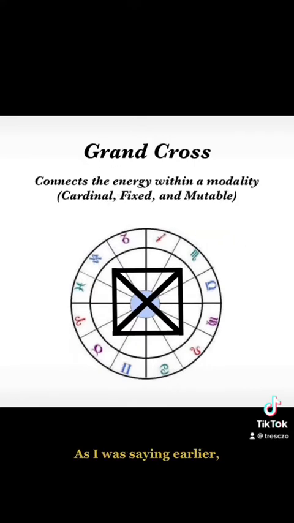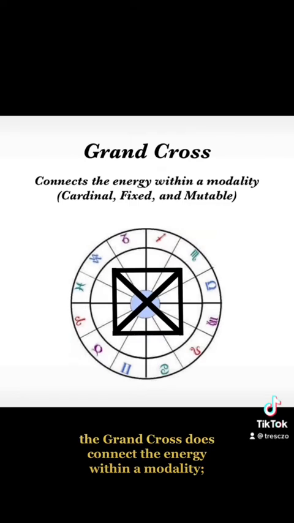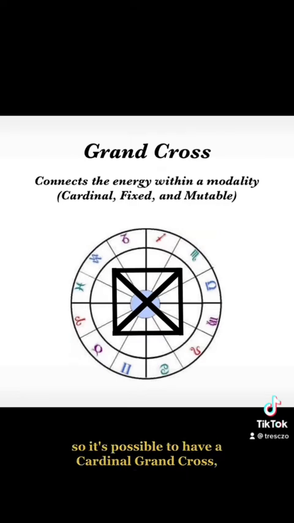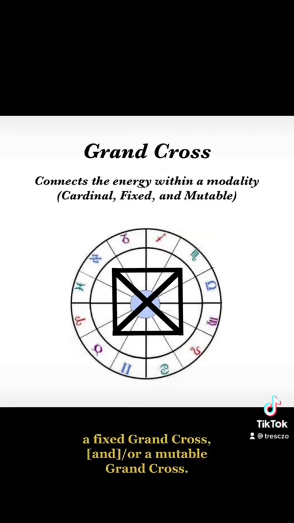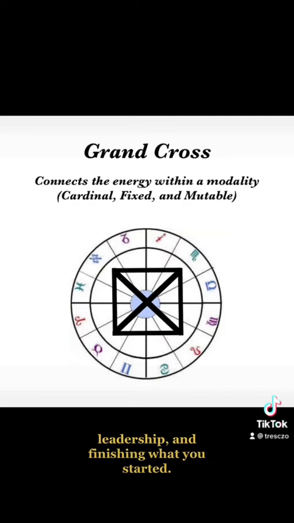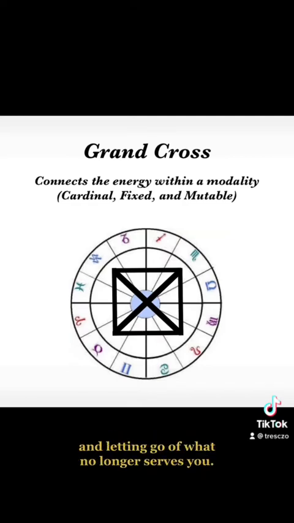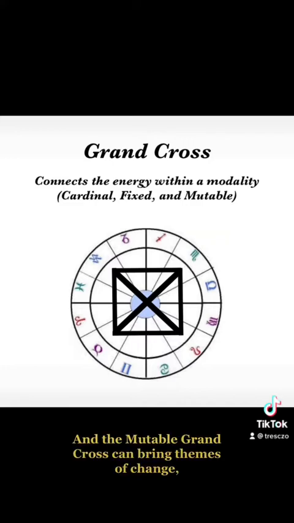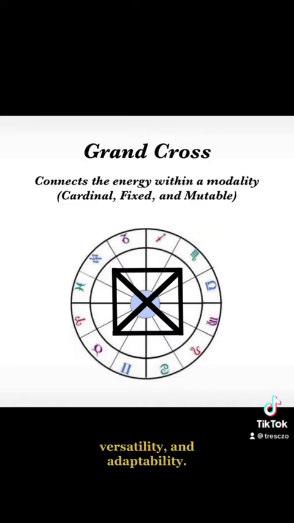As I was saying earlier, the Grand Cross does connect the energy within a modality, so it's possible to have a cardinal Grand Cross, a fixed Grand Cross, or a mutable Grand Cross. The cardinal Grand Cross can speak to themes such as initiation, leadership, and finishing what you started. The fixed Grand Cross can speak to stability, resources, and letting go of what no longer serves you. And the mutable Grand Cross can bring themes of change, versatility, and adaptability.